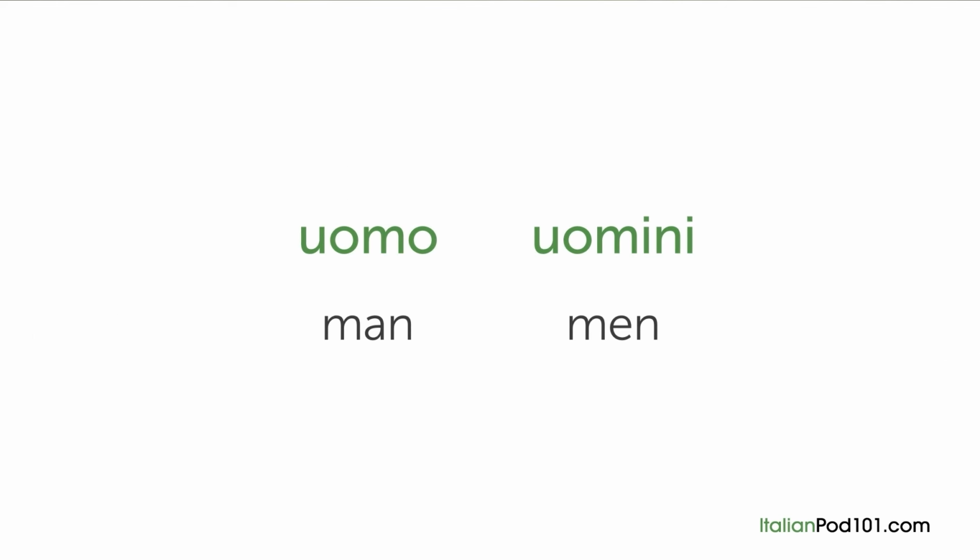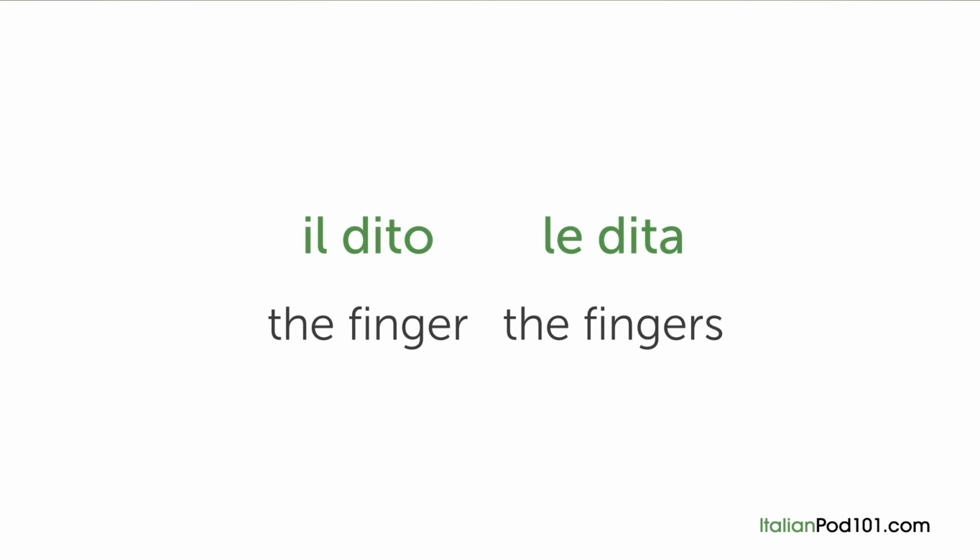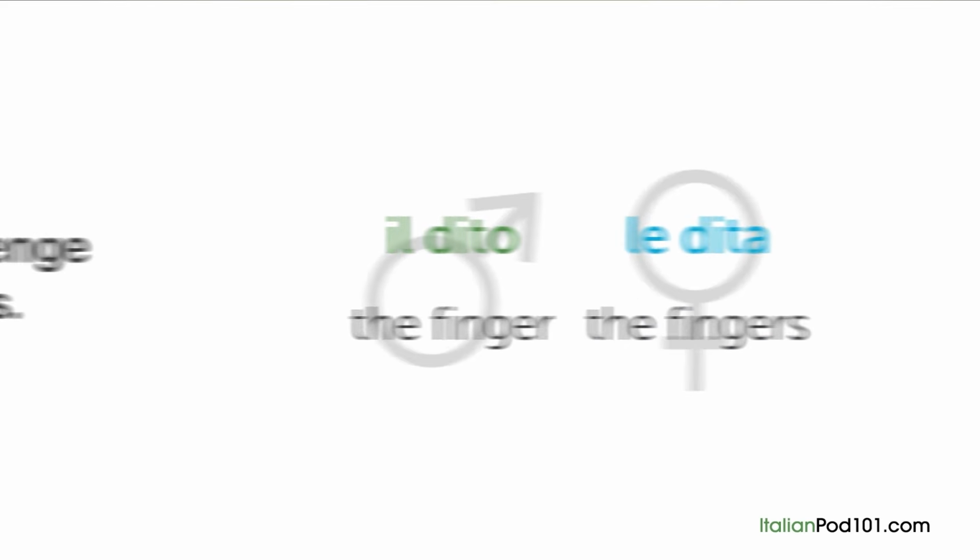Some nouns have an irregular plural form. For example, man in Italian is uomo, while men is uomini. And there are even Italian nouns that change gender when they become plural. For example, finger is masculine in the singular form, il dito, but becomes feminine in the plural, le dita.